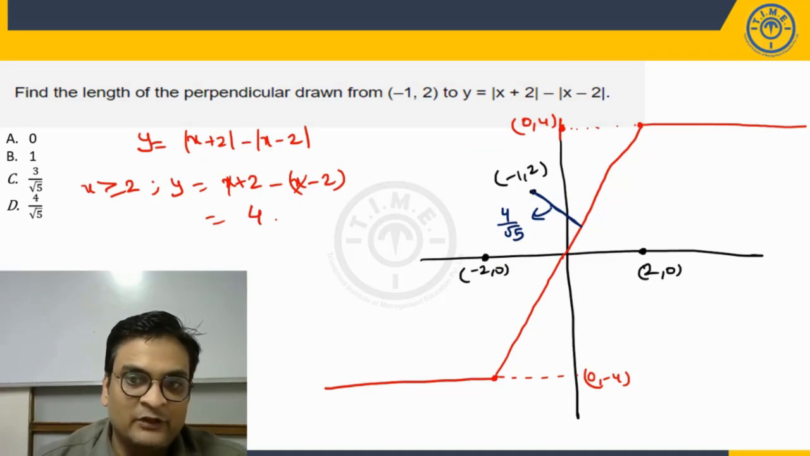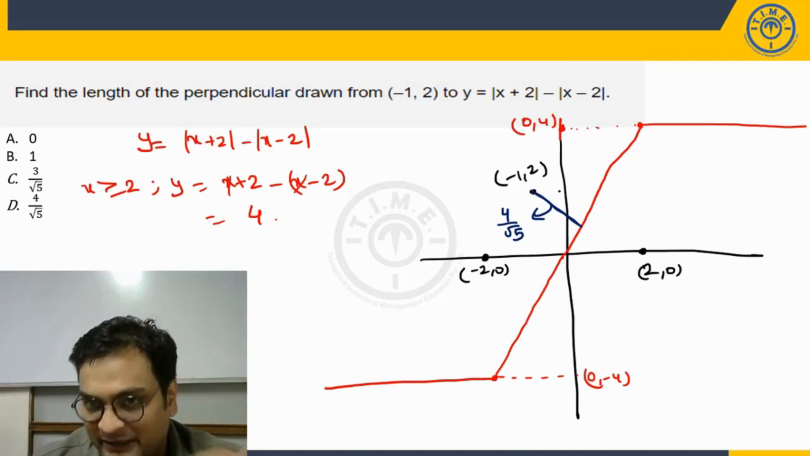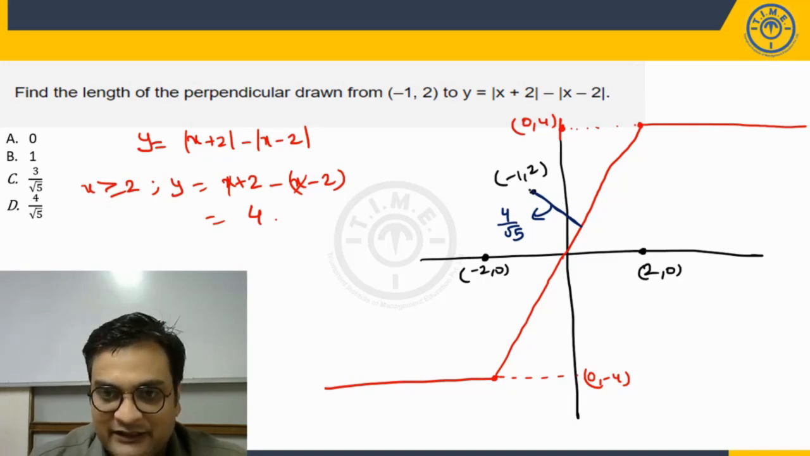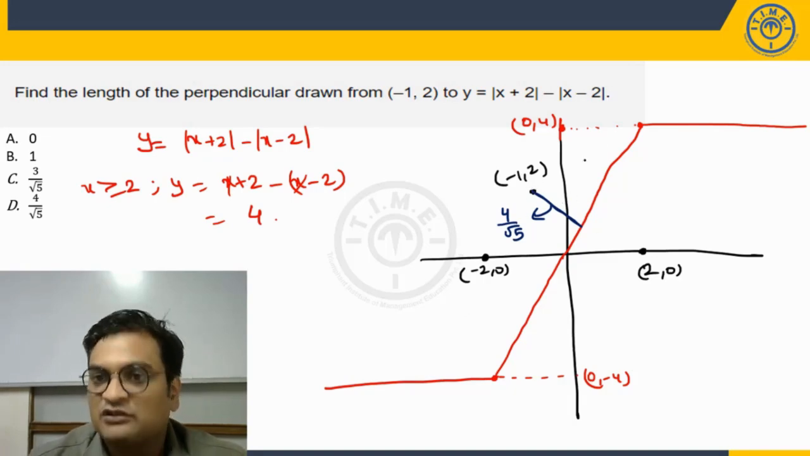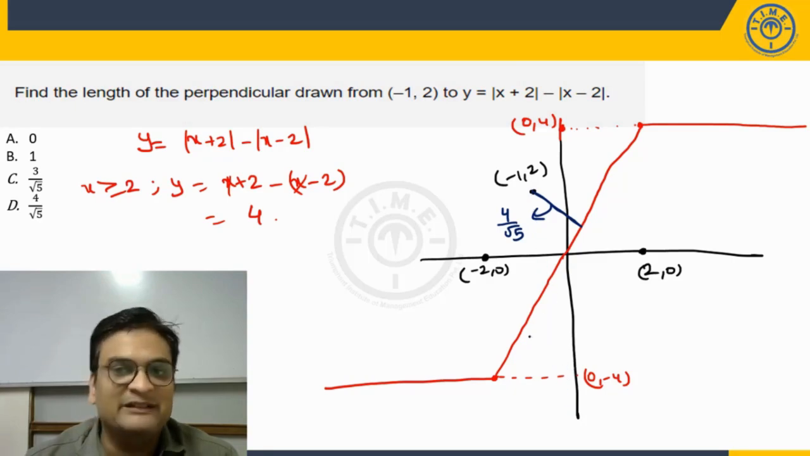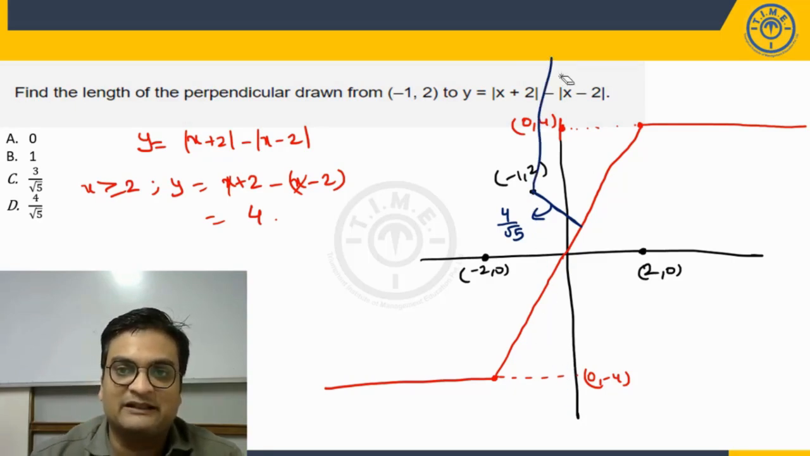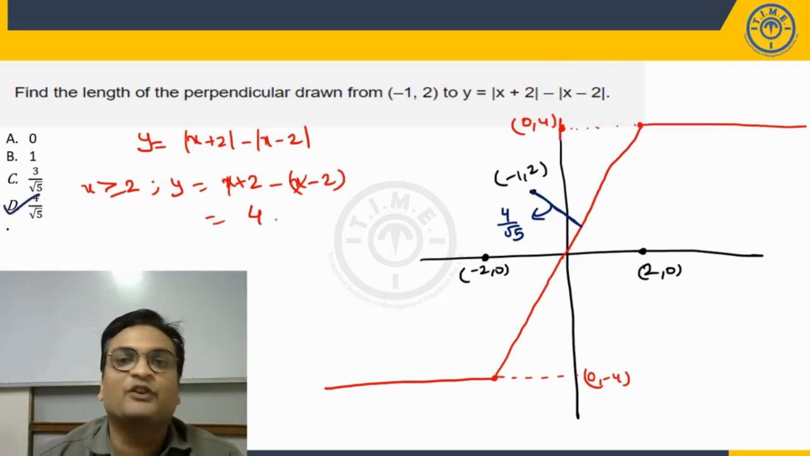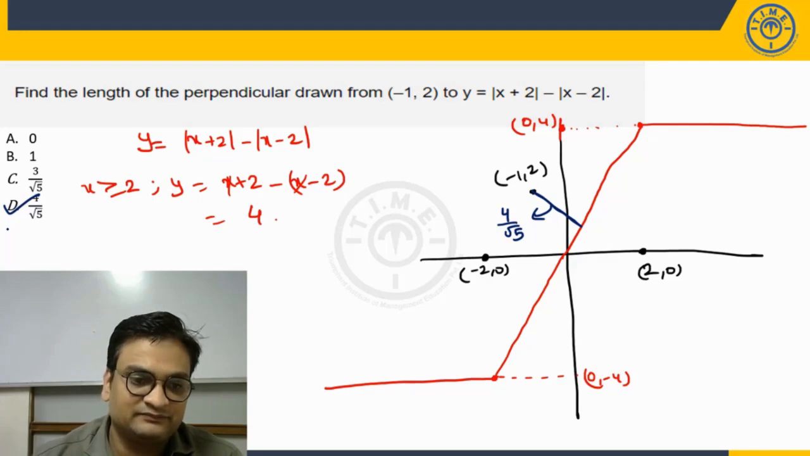Because when you drop the perpendicular, it would be a proper perpendicular to the graph only here. It cannot be a perpendicular here or in the above region, right? We cannot have a perpendicular here like this, because when you drop a perpendicular from here, it will go like this. It won't meet the graph, right? Similarly here, it won't meet the graph. So there is only one perpendicular, thus option choice D is going to be the correct answer.